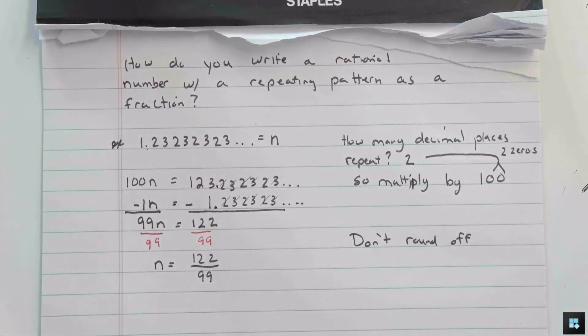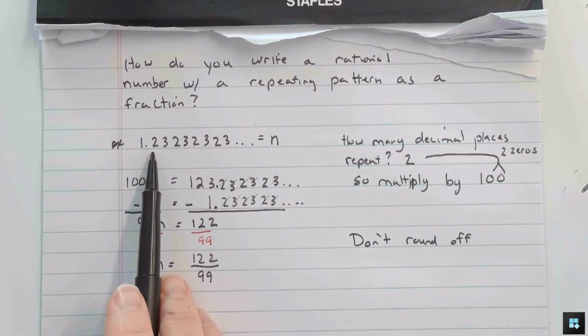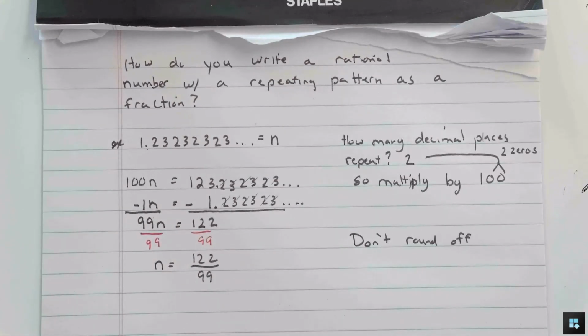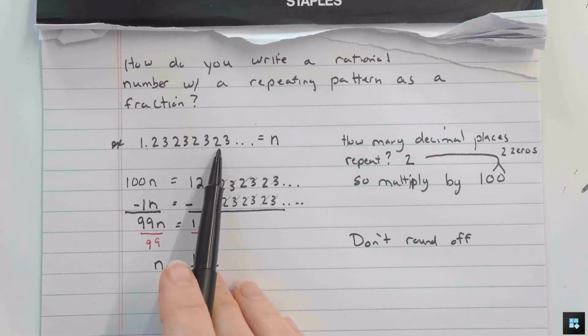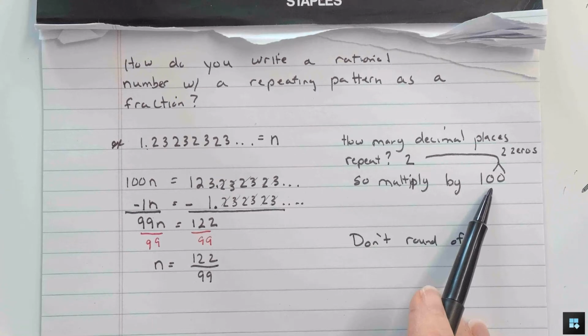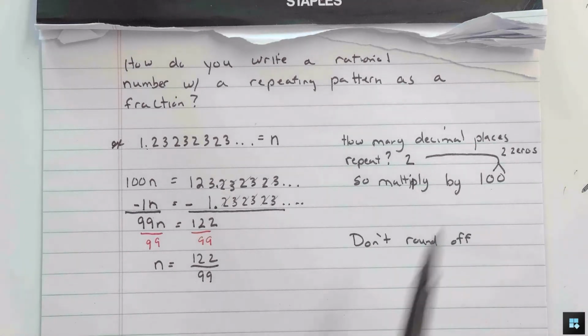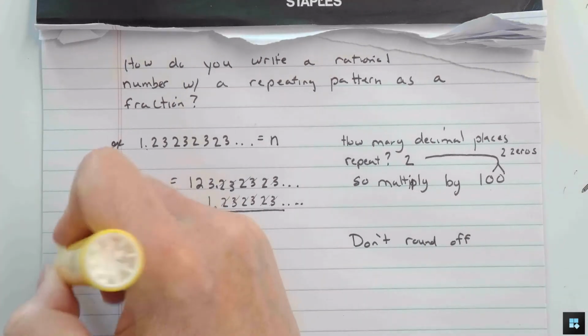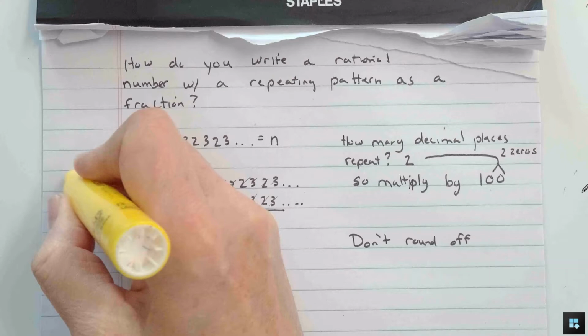So the key to this then is counting how many decimal places are repeating, how many digits repeat, and that's how many zeros go in the number you're multiplying by. So 100, because we had 2 decimal places repeating, so 2 zeros. This is something you should practice for the quiz Friday. You'll get a question similar to this.